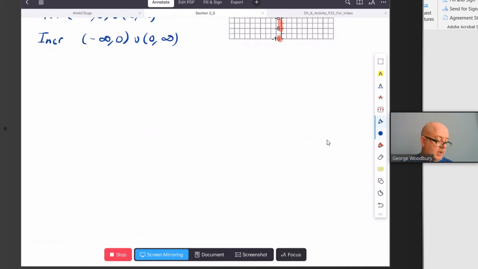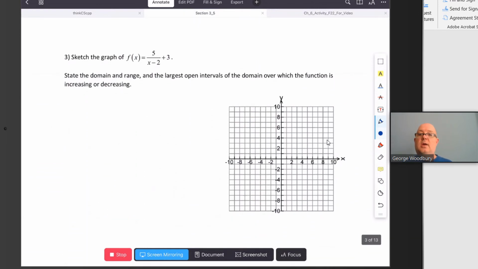One last one, and this one's going to mix together a few things. We've got 5 over x minus 2, and then we're adding 3 to the end of that. So the 5 is a type of stretch. The 2 in the denominator tells us that it's going to move 2 to the right because it's x minus 2. Whatever we're subtracting in the denominator, that is the horizontal shift. And because the number we're subtracting is positive, that means that we move to the right. The number added on to the end, that's our value of k. And here, because it's positive, we're moving up 3.